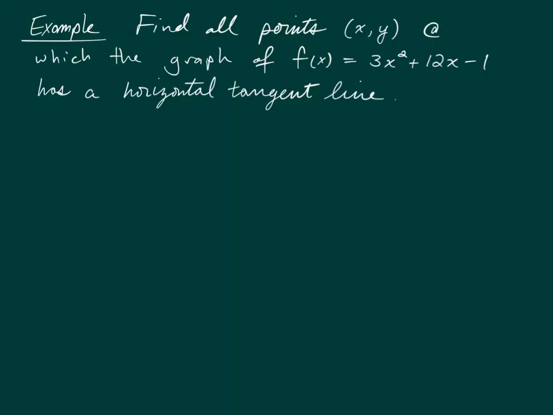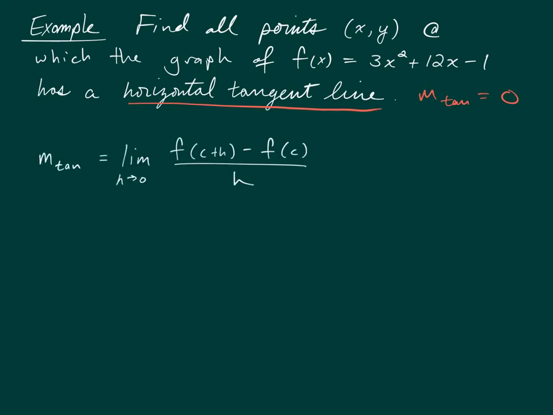Example: find all points x, y at which the graph of f of x equals 3x squared plus 12x minus 1 has a horizontal tangent line. The first thing you want to recall here is that a horizontal tangent line has a slope of 0. And since we're looking for the slope of a tangent line, we need to use this limit in order to find the slope of the tangent line.